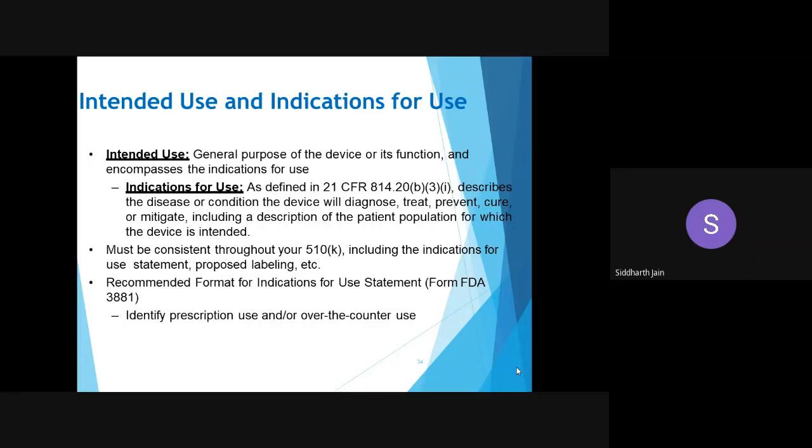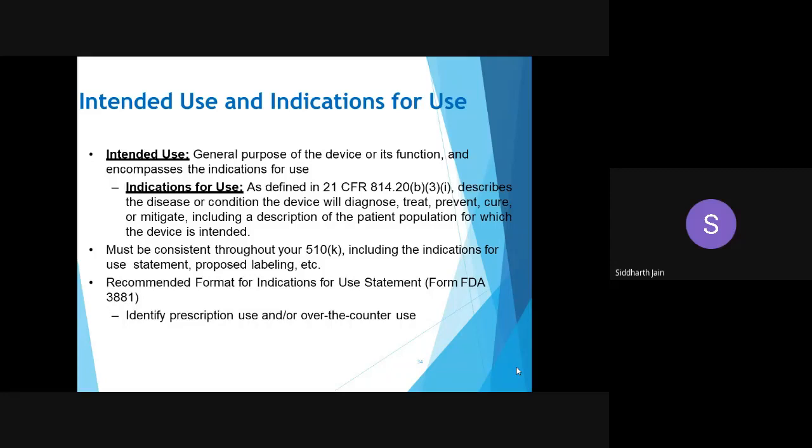To see what is meant by indication for use, you have to see the definition written in 21 CFR 814.20(b)(3)(i), which describes the disease or condition that the device will diagnose, treat, prevent, cure or mitigate, including a description of the patient population for which the device is intended. So you have to see this definition and accordingly prepare the indication for use for your devices. It must be consistent throughout your 510K application, including the indications for use statement, proposed labeling, etc.